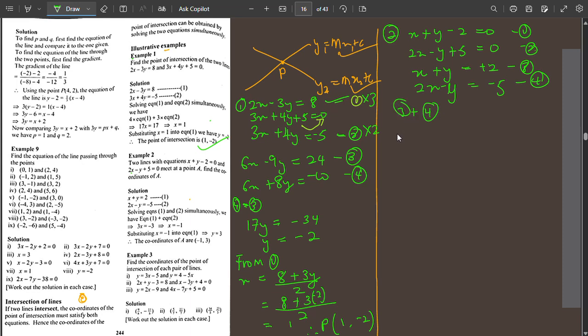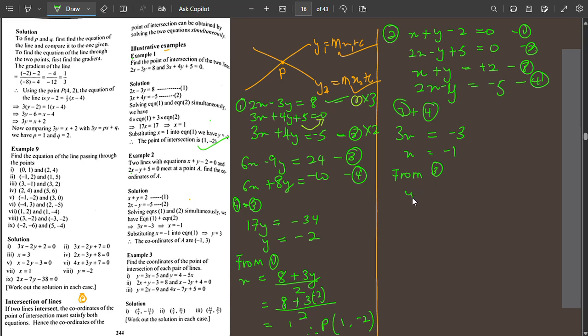If I add 3 and 4, I'll get 3x because x plus 2x, y minus y is 0, is equal to 2 plus minus 5, that's minus 3. So x is equal to minus 1. Now let's find y. How do we find y? Make y the subject in any of the equations. So I will choose to make it the subject in equation 1 or equation 2 or any of the equations. So from equation, right, let's make it the subject in equation 3.